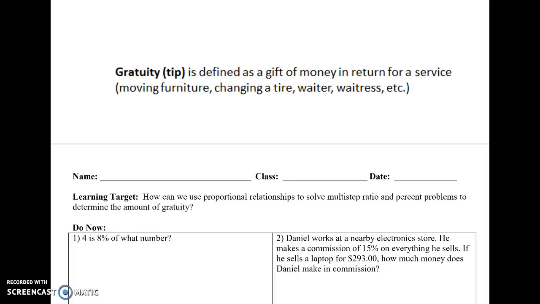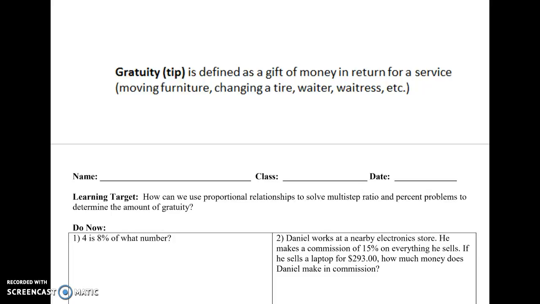Alright, in this video we're going to be learning how to calculate gratuity. Gratuity is defined as a gift of money in return for a service, such as moving furniture, changing a tire, waiter, waitress, etc. So gratuity is another word for tip, and where you've seen tip in real life is in restaurants.